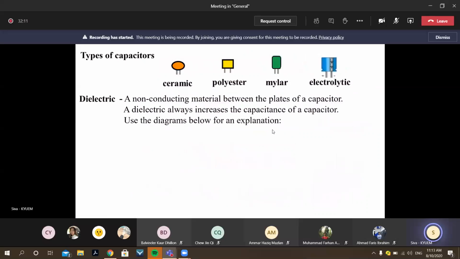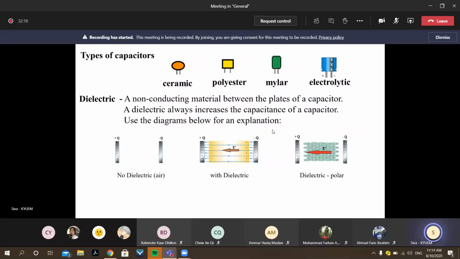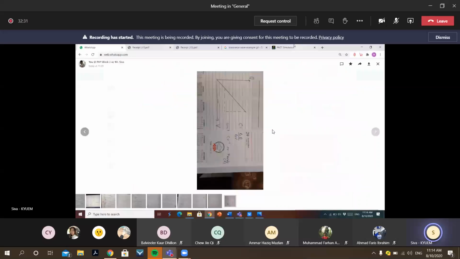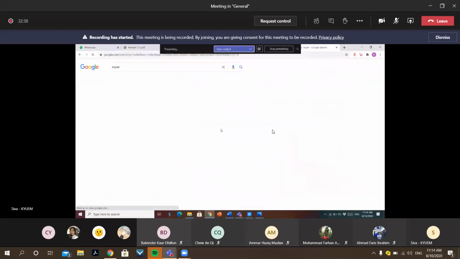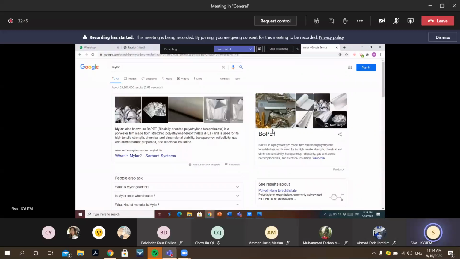Next one. There are many types of capacitors. Well, I tell you, none of this is important for you, but I will just go through it. Capacitors can be made of ceramic, polyester, electrolytic. Mylar, M-Y-L-A-R, is a type of polyester film made from stretched polyethylene. I don't know how to pronounce this. It is used for its high tensile strength and chemical resistance. So they use this to make capacitors.